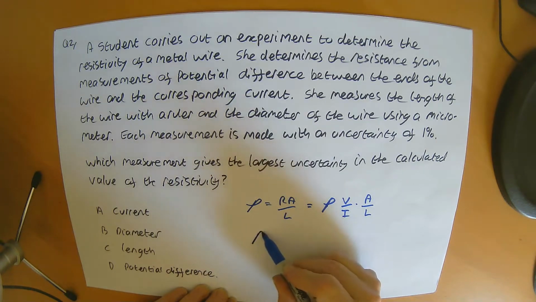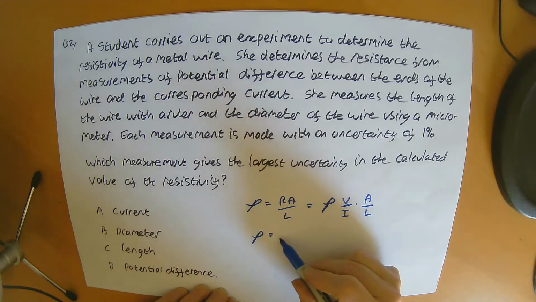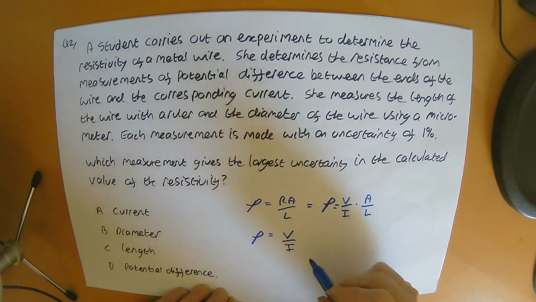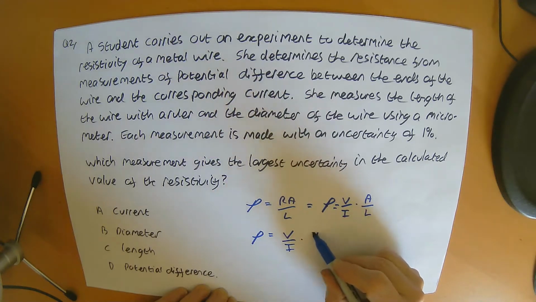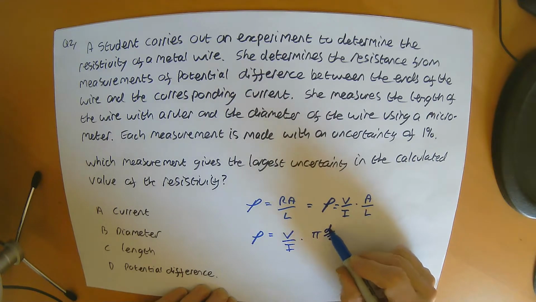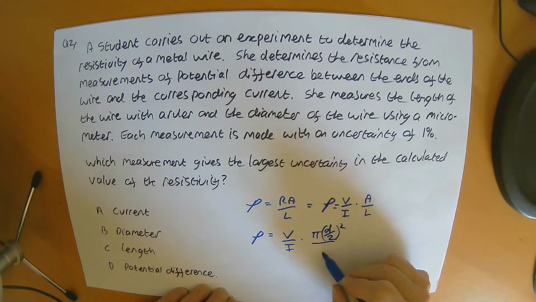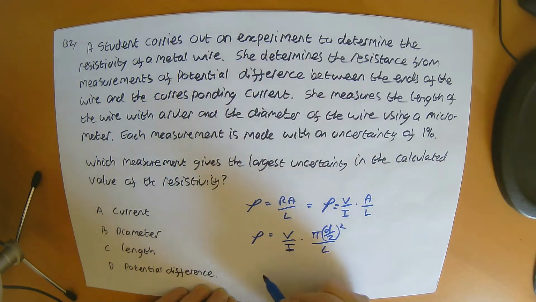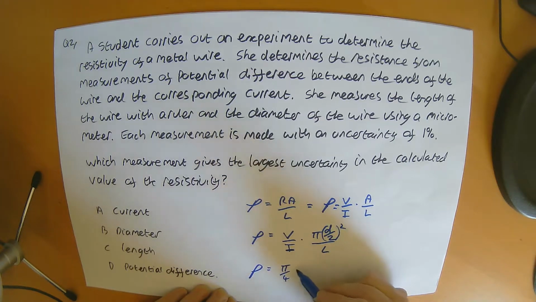And so we have rho equals V over I times pi d over 2 squared over L. And if we take out the constants from this, we get an equation rho is equal to pi by 4 times V d squared over I L.